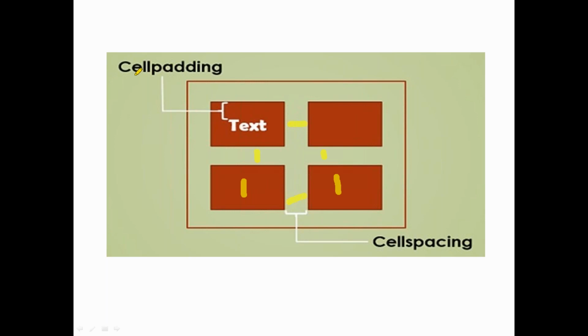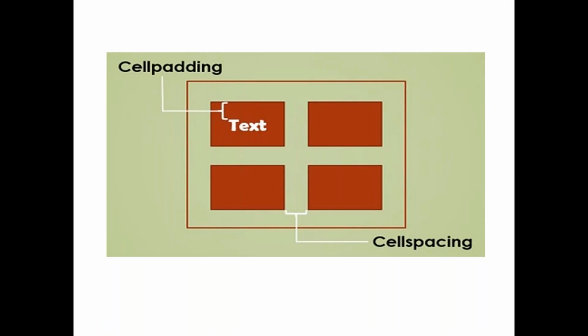And after that, cell padding. It is the space between the text and the border. See, this is the border of the cell and this is the text. Here there is a gap, a space, right? This space between the text and border is called cell padding. I hope this is clear to you.